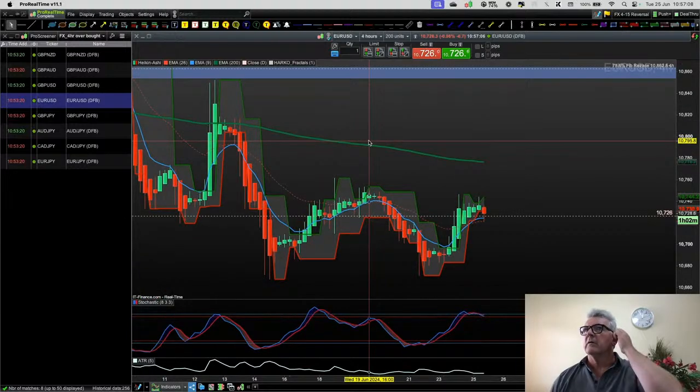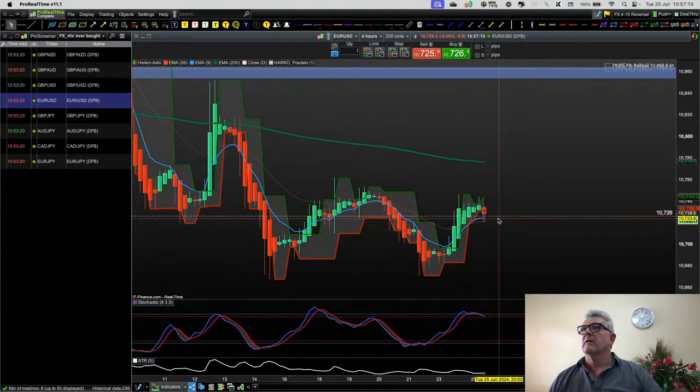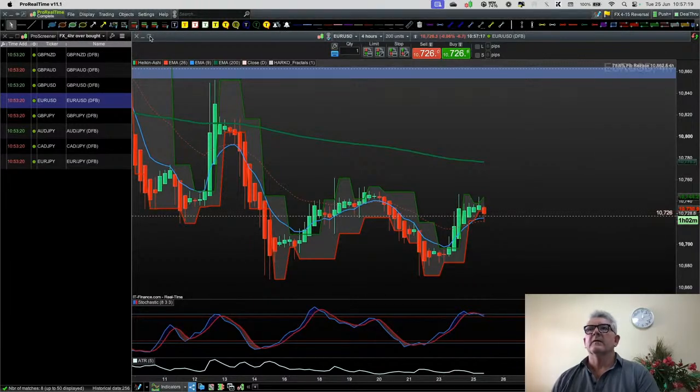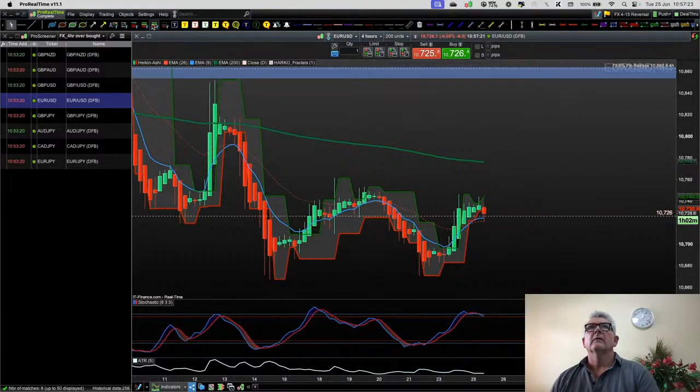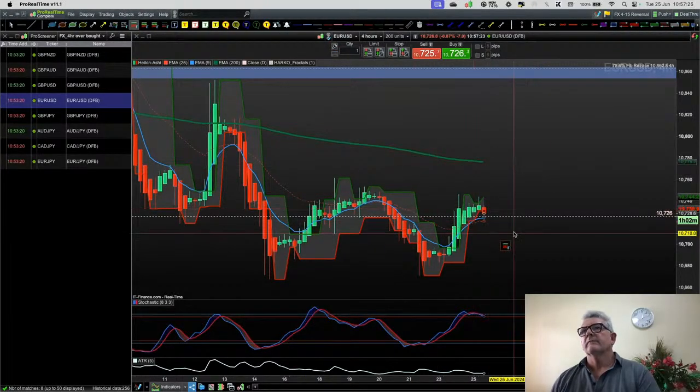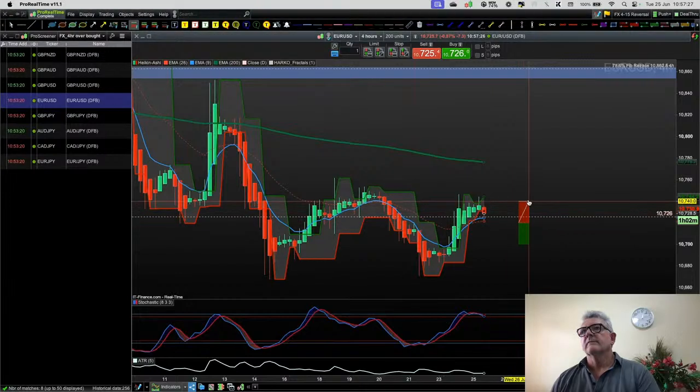So there is a Euro USD trade there. There is a 1, 2, 3 stop and reverse signal there. The trade, if you want to take this, would be under... the stop would be here. That would be a 1% trade.